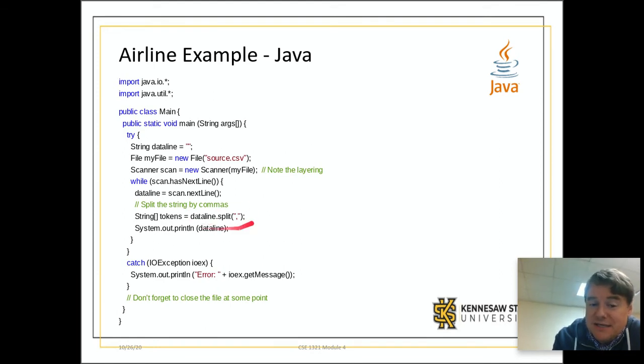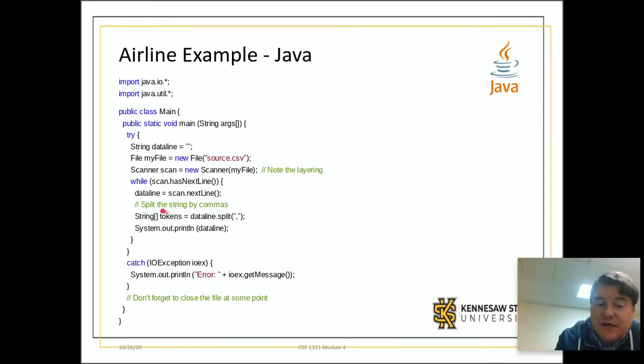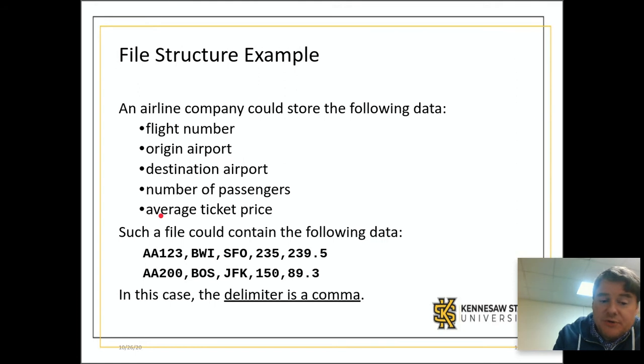dataLine.split, and split takes in a parameter, which is the string that you want to split on, which in this case is a comma. So that's going to break up that line. And if we go back and take a look at what the line looks like, that's going to break up this line into 1, 2, 3, 4, 5 different variables. And what it actually does with those variables is it's going to put them into an array of strings. So tokens at position 0 is going to have this. Tokens at position 1 is going to have this, and so on.